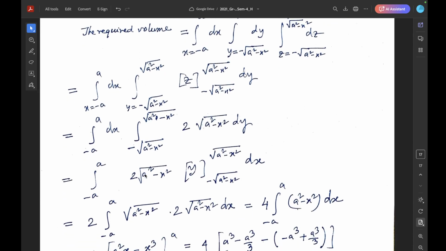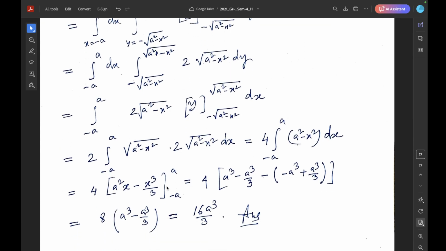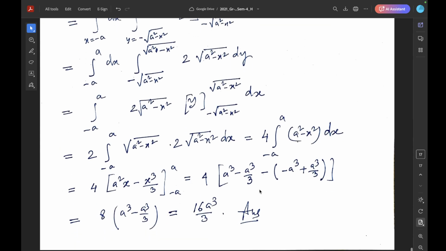There is no function of y here, so it is constant with respect to dy, so we only get y between the lower limit and upper limit, so we get 2 into root over this, so 2 into 2 is 4, so 4 into square root of a square minus x square into dx. So integrating and simplifying, we get 16a cube by 3 as the required answer.